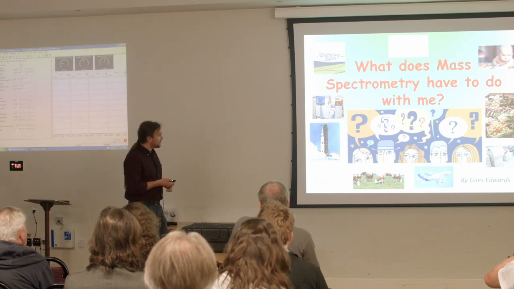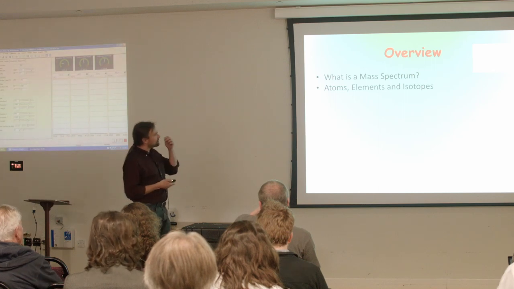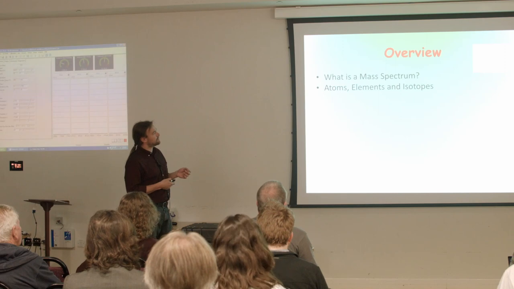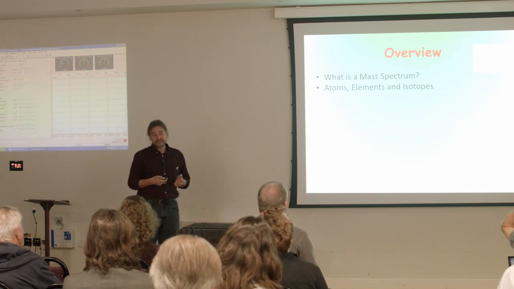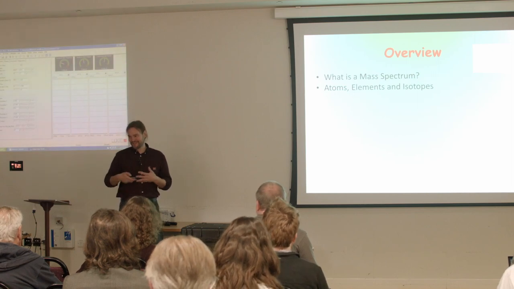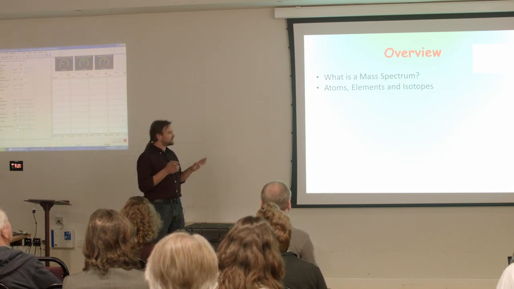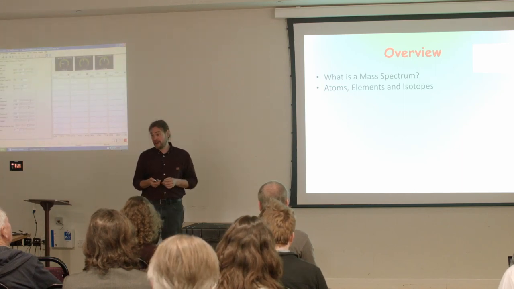This is just a quick overview. I'm going to tell you what a mass spectrum is, so that's the output from a mass spectrometer. It's going to be a bit of a chemistry lesson to start with, just to get you up to speed with all the terminology. I'm going to start quite basic with what an atom is, an element, and isotopes.